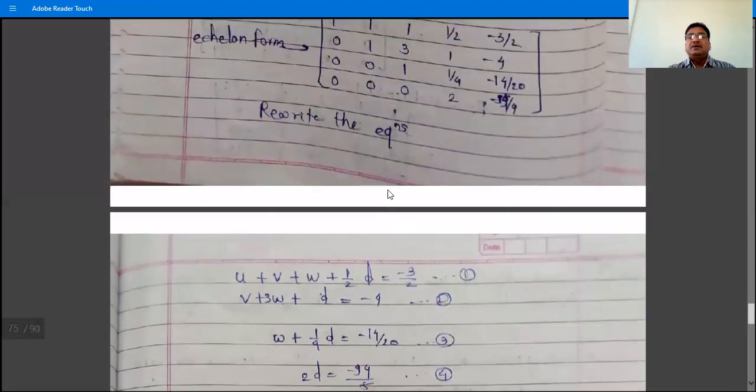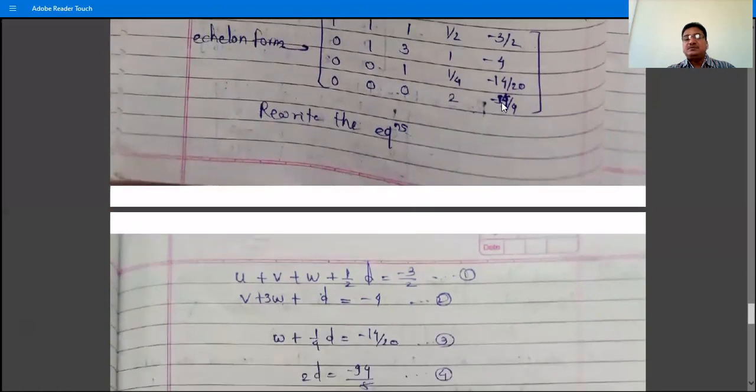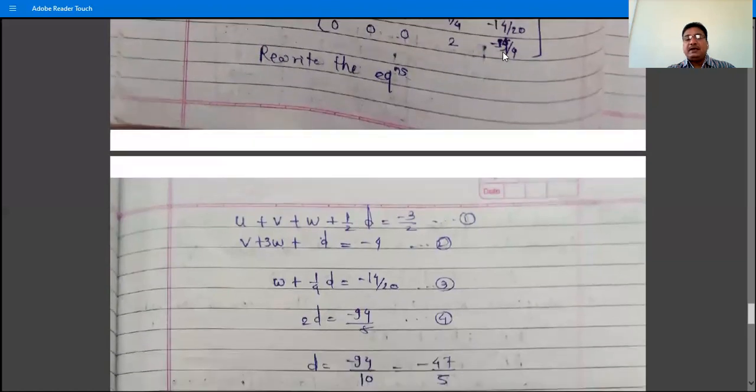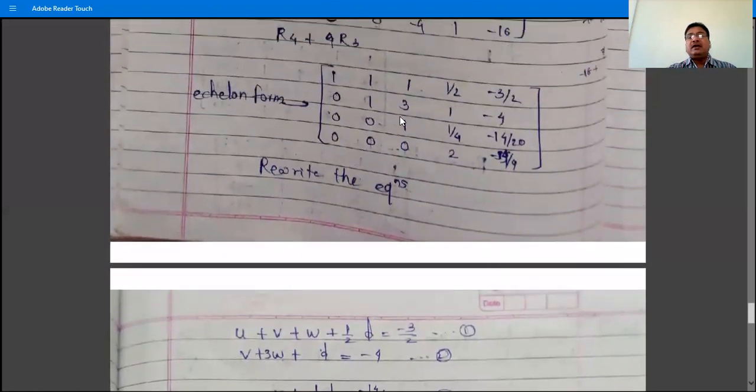So this is the matrix in echelon form. Reduce this to 1 or remain as it is. And this is the matrix in echelon form. If I have to reduce this 2 to 1, then multiply the last row by 1 half. Then this becomes 1, and at this place we have 94 by 10. Correction is here, and this is an echelon form.